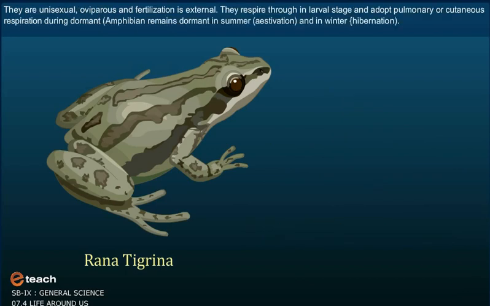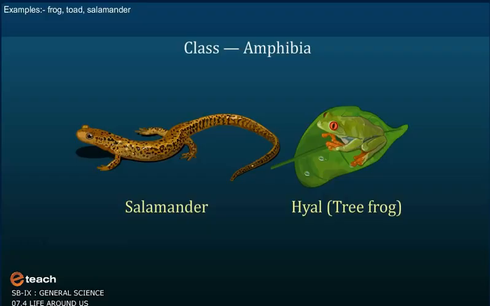They are unisexual, oviparous, and fertilization is external. They respire through gills in the larval stage and adopt pulmonary or cutaneous respiration later. Amphibians remain dormant in summer, called aestivation, and in winter, hibernation. Examples: frog, toad, salamander.